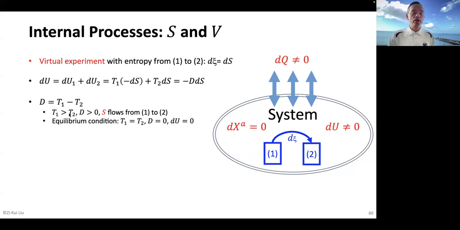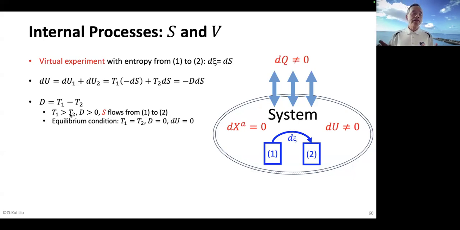We know that if T1 is larger than T2, then the temperature at region 1 is higher than the temperature at region 2, and D is larger than 0. So there is a driving force, and the entropy will flow from region 1 to region 2. It's very important: it's entropy flow, not heat flow. Of course, we know that entropy and heat are related, but from the combined law, it's really entropy flow, not heat flow directly.